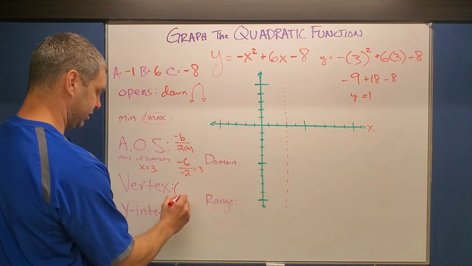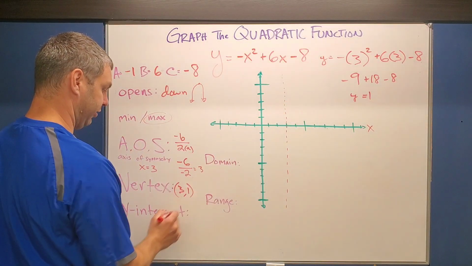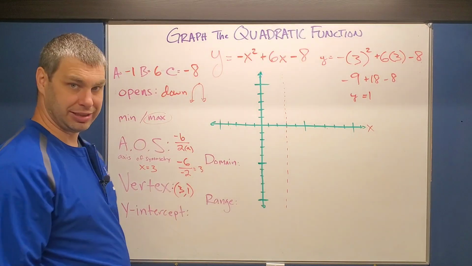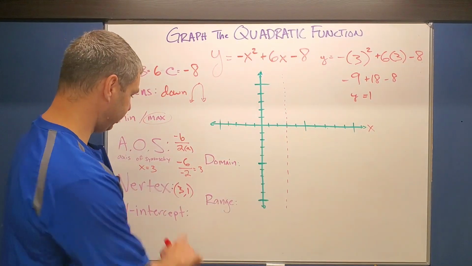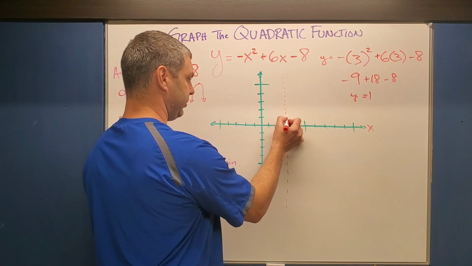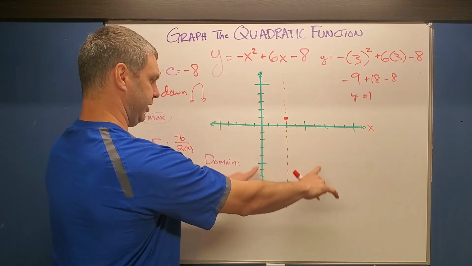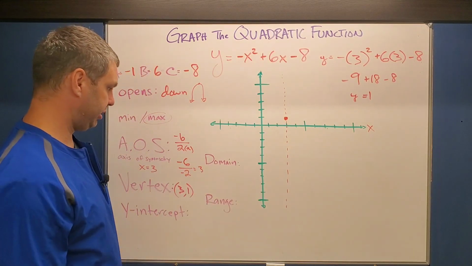So my vertex, the x value we found was 3 earlier. The y value spat a 1 out at us. So now I can plot this point, and it better be on that dotted line that I drew earlier. 3, 1. 1, 2, 3. Up 1. Yep, it sure is, which is good. And it should kind of cascade down on either side from that vertex.